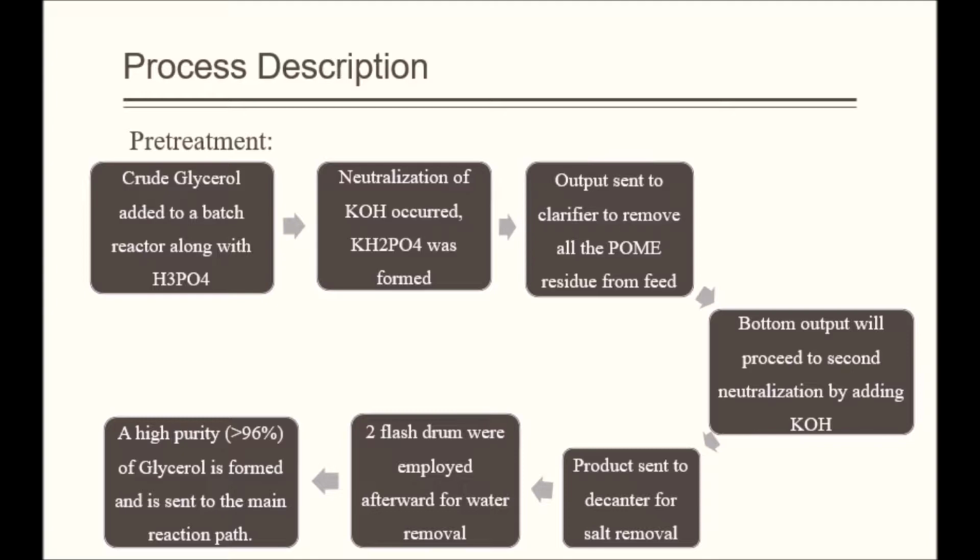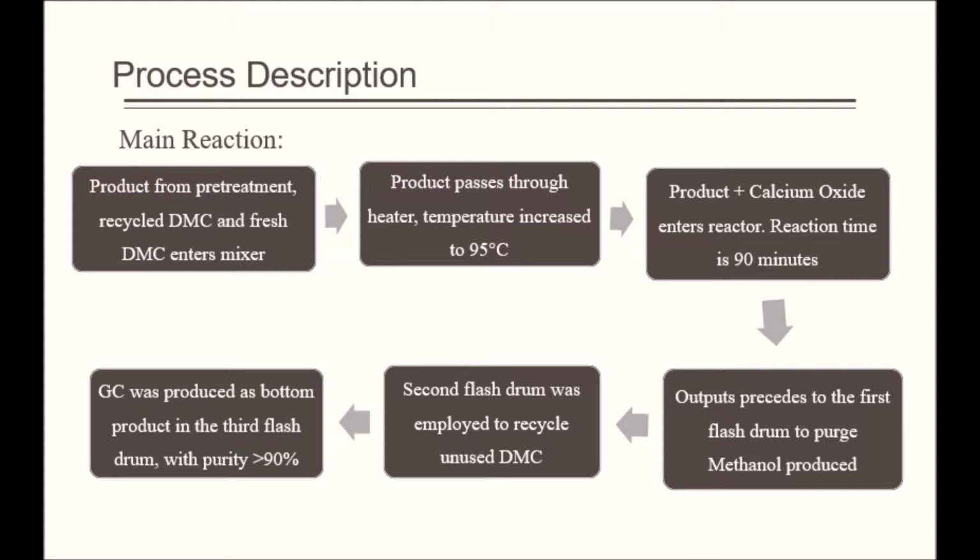Then the bottom output will proceed to the second batch reactor for neutralization by adding potassium hydroxide as alkali. Additional monopotassium phosphate is formed during the neutralization. The products are then sent to a decanter, followed by 2 flash drums. The decanter is employed for salt removal, while both flash drums are employed for water removal. In the end, glycerol of high purity, an estimated 96%, is formed and sent to the main reaction path. The product is sent to the mixer.